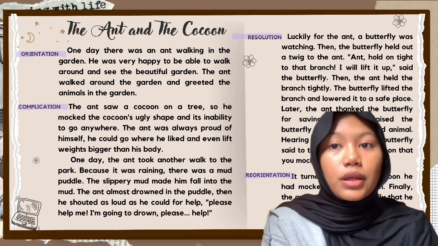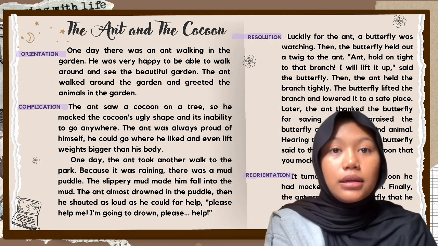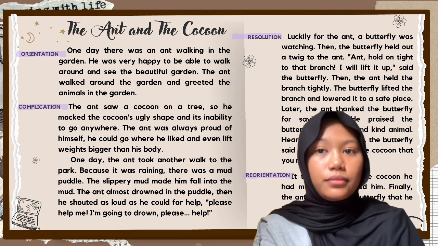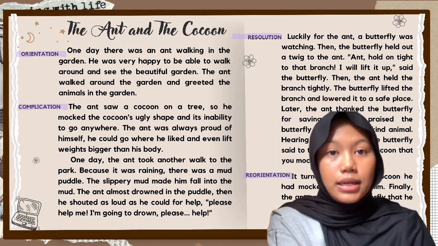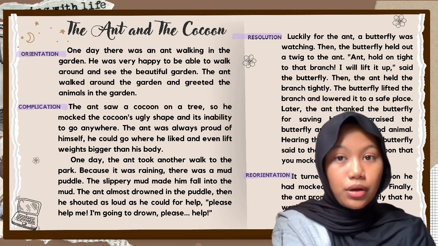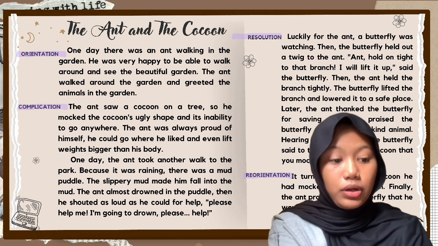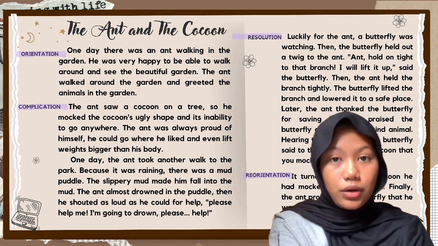Okay, so we get to the example. The title is The Ant and the Cocoon. For orientation, one day there was an ant walking in the garden. He was very happy to be able to walk around and see the beautiful garden. The ant walked around the garden and greeted the animals in the garden.